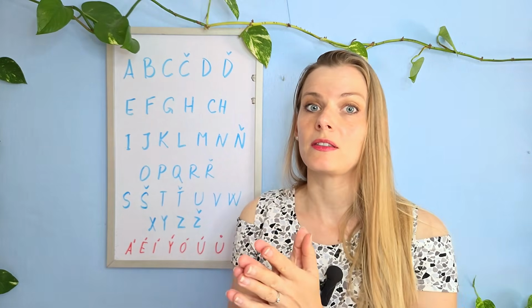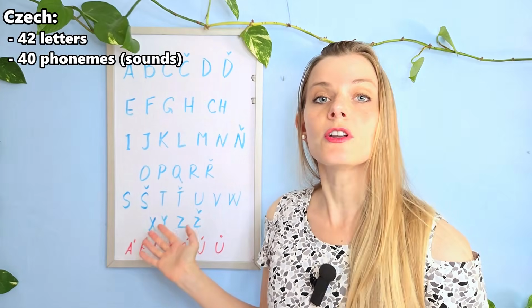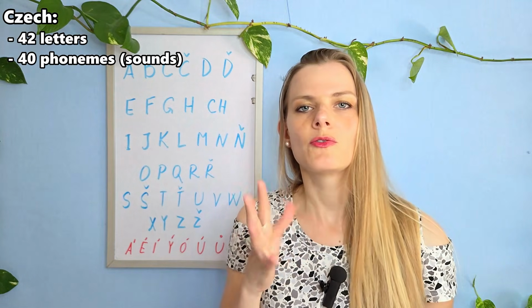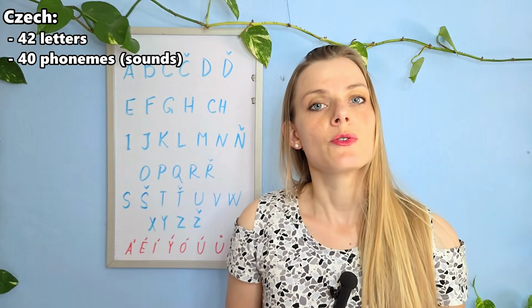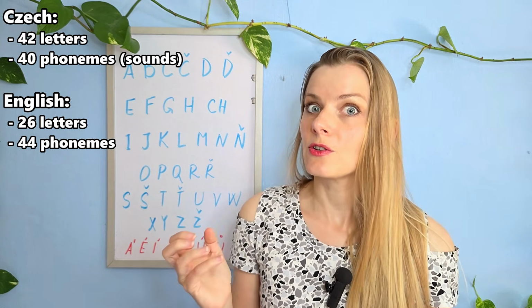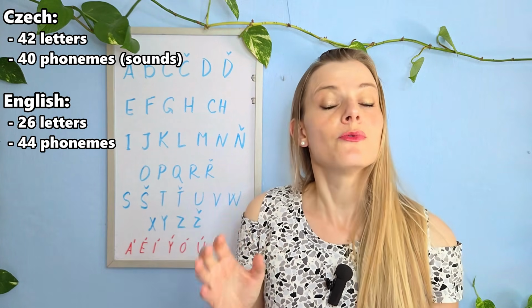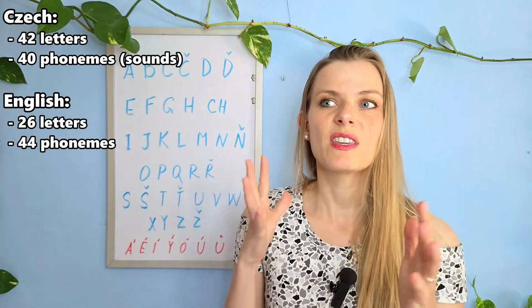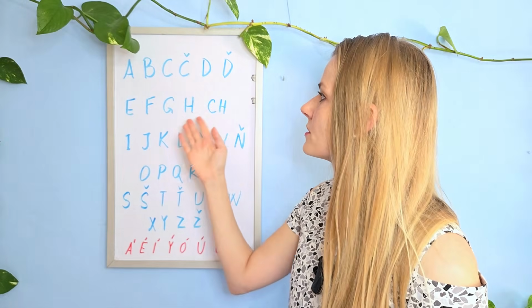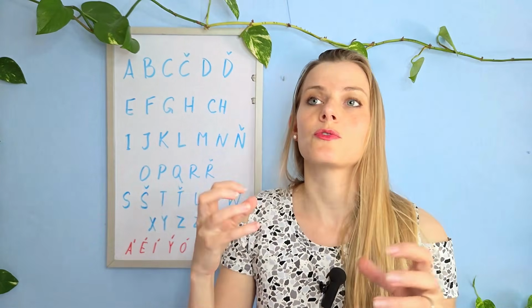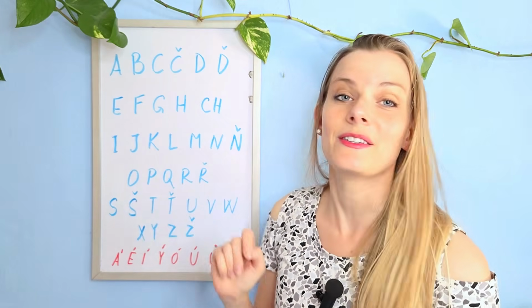So, to compare the Czech alphabet and the English alphabet, Czech has a total of 42 letters and about 40 phonemes. However, English uses 26 letters only and it has about 44 phonemes. So yes, Czech has more letters, but some of these special letters were invented so you don't have to remember, oh, when you have a combination of certain letters, it makes this sound. We have specific letters for that.